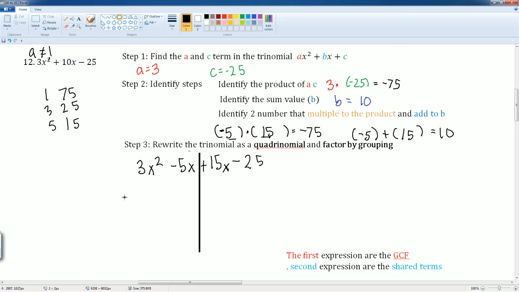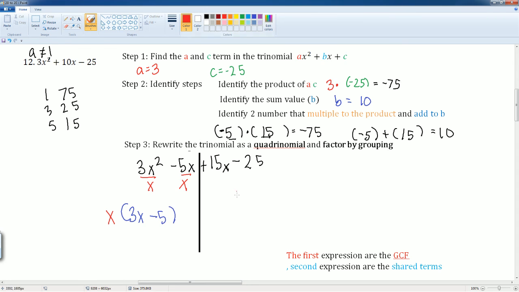Okay, so what can I pull out here? Can I pull out a 3 here? No, I cannot pull out a 3. Okay, you cannot go into 5. Let's pull out an x. Looks good. So we have x. What's left is 3x. What's left here? A minus, just a 5.